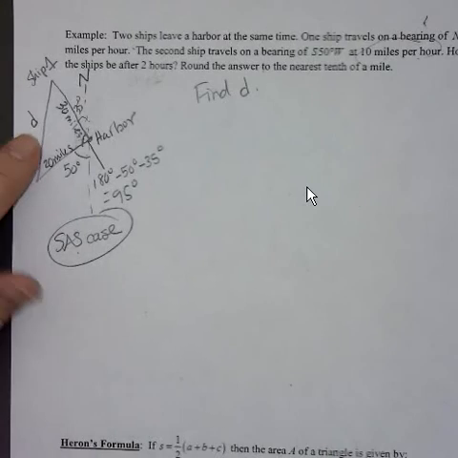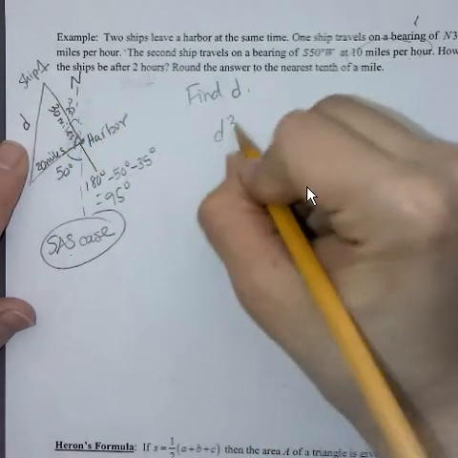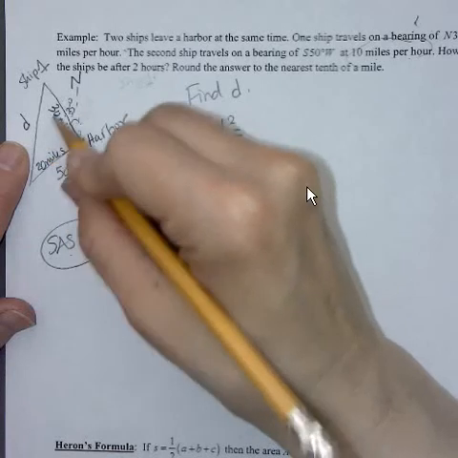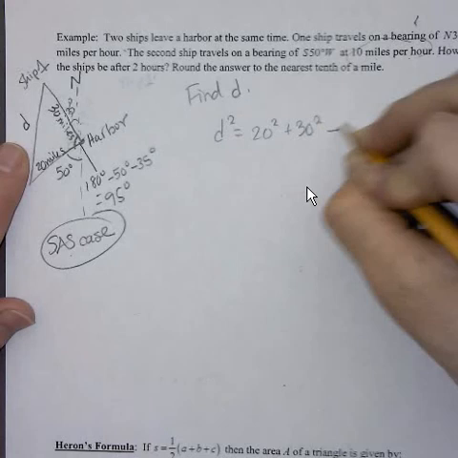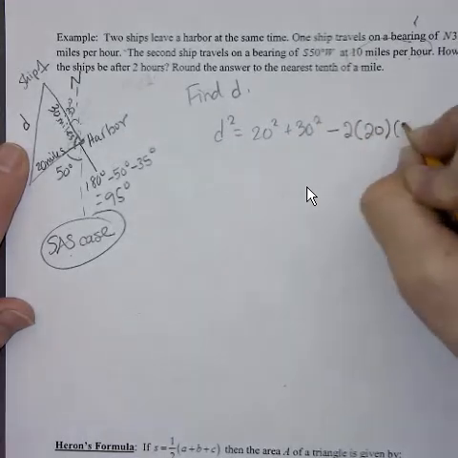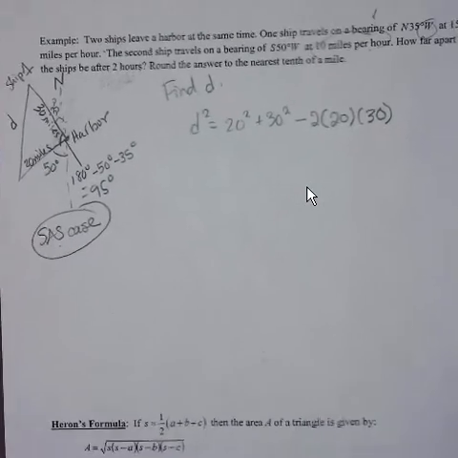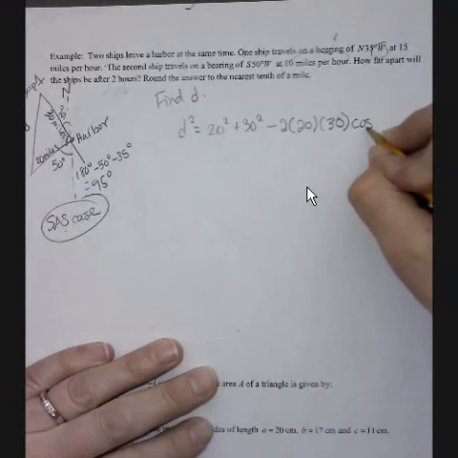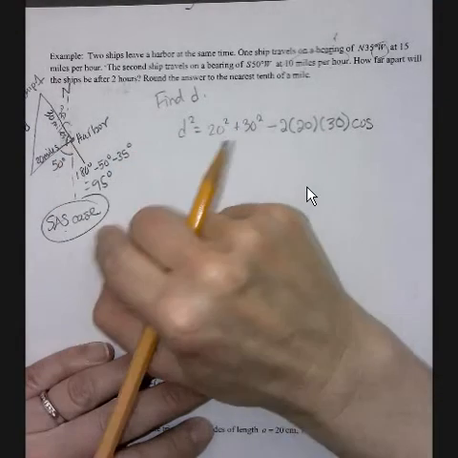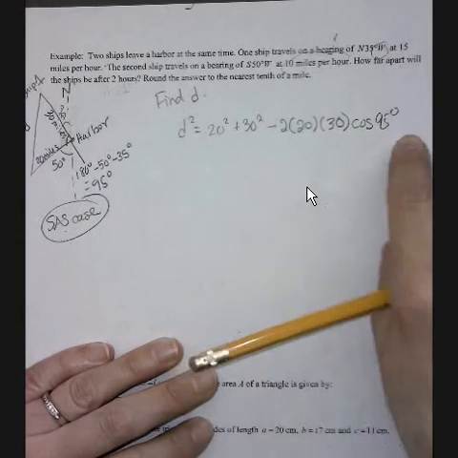So D squared will equal these two sides, square them and add them up. 20 squared plus 30 squared minus 2 times 20 times 30. Let me zoom back out. Whoops, wrong way. There we go. Cosine of the included angle, which is 95 degrees. So we know all these parts. We will just need to take the square root, of course. So d will be the square root.